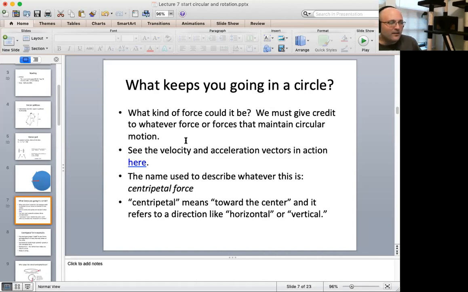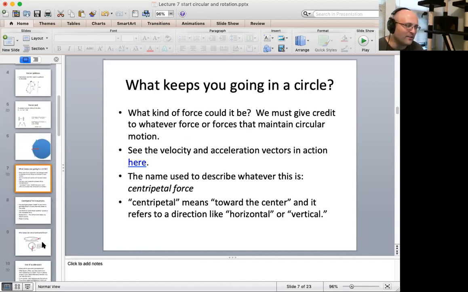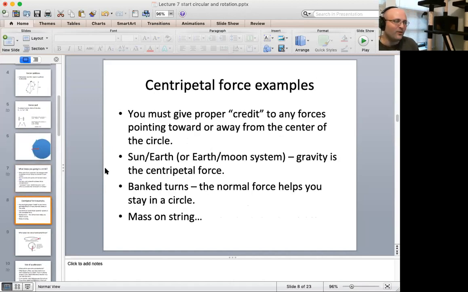Now, in a force diagram, the centripetal force means it points toward the center, but it's not some new or mysterious force. You have to give credit to whatever is doing it. So that's what this slide is about. You have to give proper credit to any forces pointing toward or away from the center of the circle. So for the Sun-Earth system, the centripetal force is gravity. For a bank turn, the normal force partially points toward the center of the circle, not all of it, but a component of it.